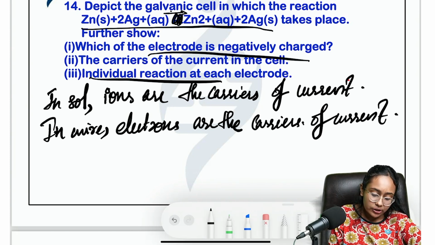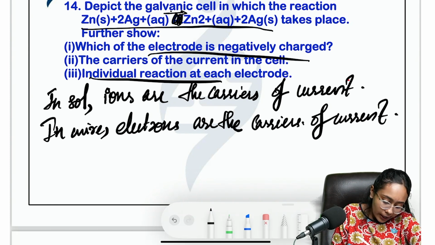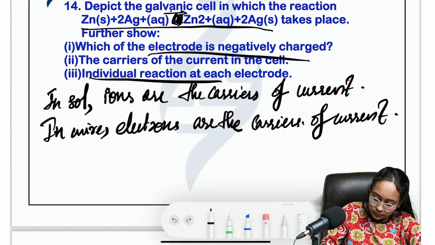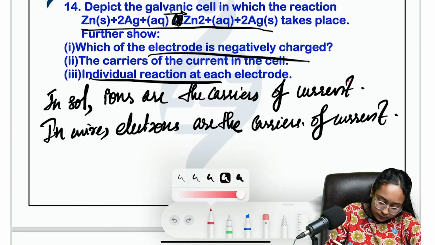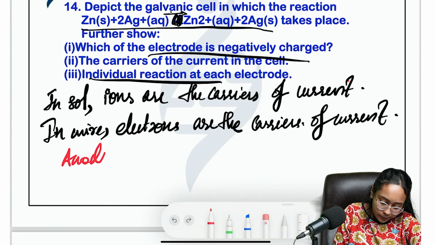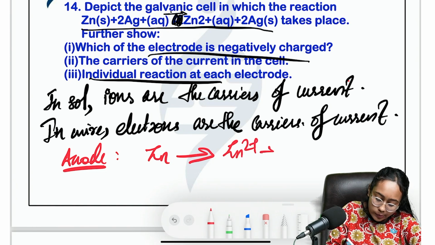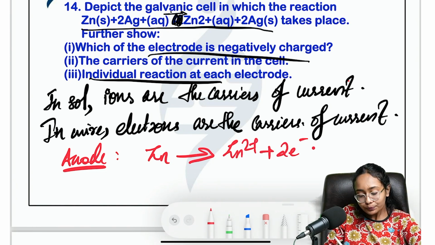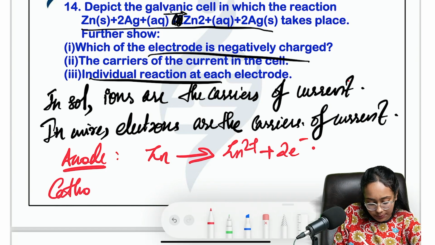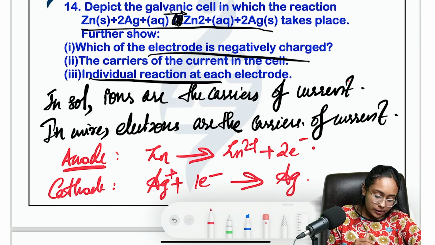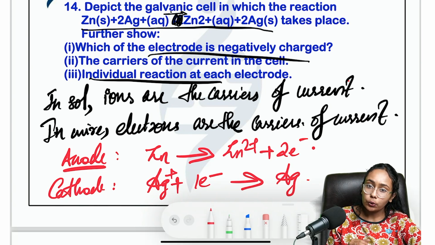The third sub-question is individual reaction at each electrode. At anode, oxidation is taking place to zinc. So zinc will turn to Zn2+ plus 2 electrons. At cathode, reduction takes place: Ag+ plus 1 electron gives Ag. These are the two reactions taking place at anode and cathode.